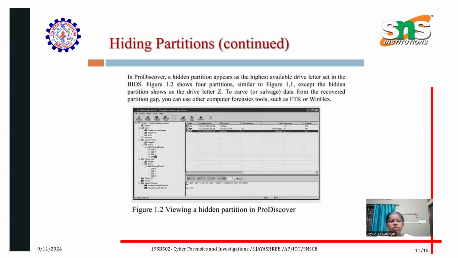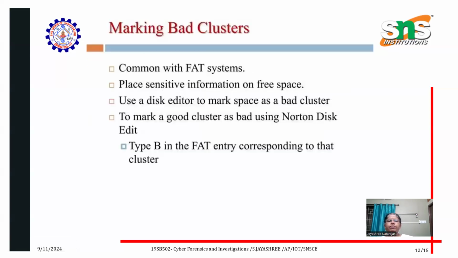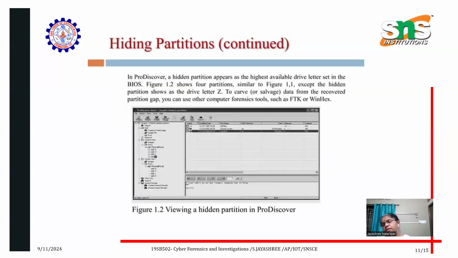If it's not visible here, drive letter Z, to carve or salvage data from the recovered partition gap, you can use other computer forensic tools such as FTK or WinHex. So this is another technique that is all about hidden partitions.